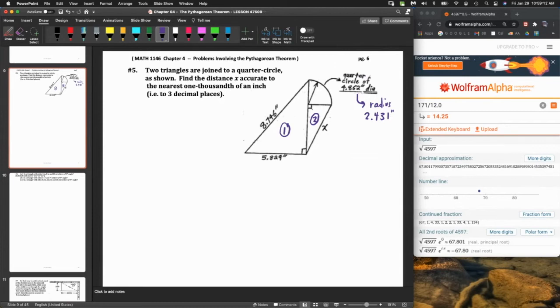Anyway, what I want to do now is find a strategy for us to get to this length x. So I'm going to ask that we start to name things. When you have compound figures, a compound figure is more than one shape put together. What I want you to imagine is like a jigsaw puzzle.